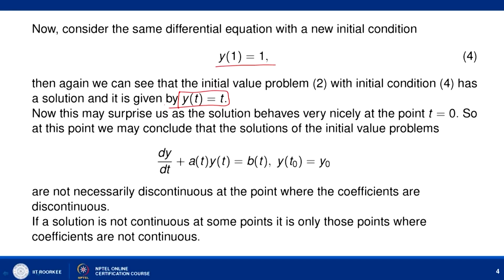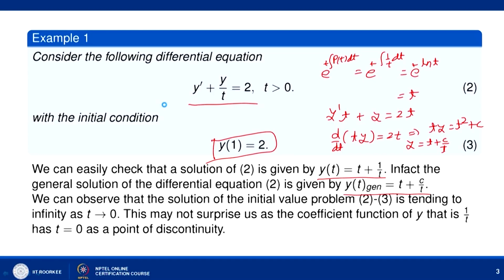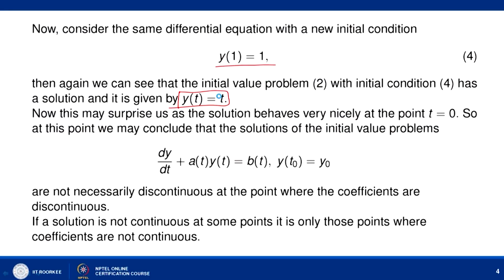So the solution is given by y(t) = t. But this creates a little bit of a problem. Why? Because the differential equation has a problem at t = 0: as t tends to 0, the coefficient function of y is unbounded. But the solution y(t) = t is very nice, and behaves very nicely at the point t = 0.